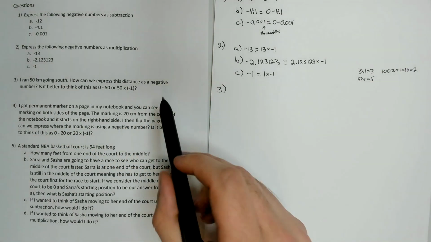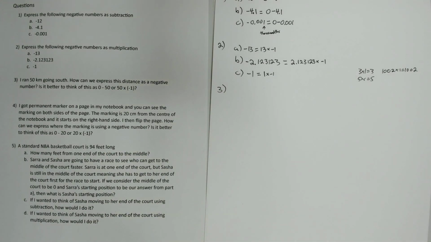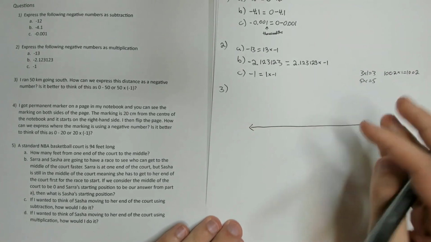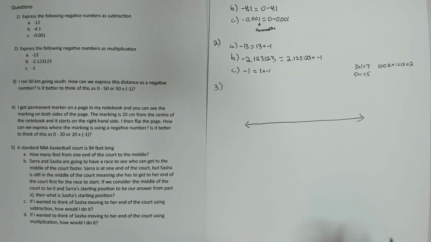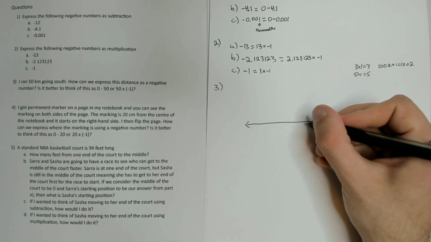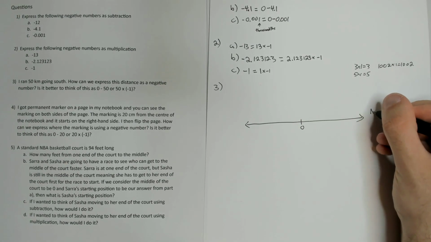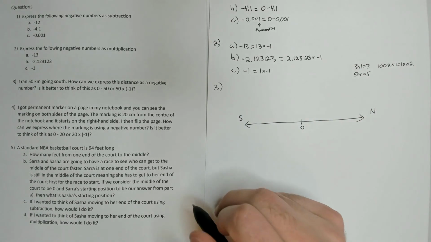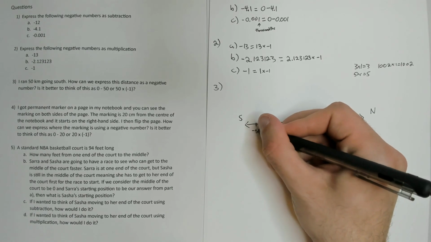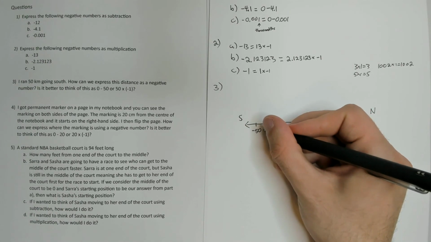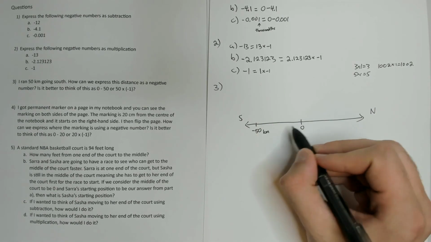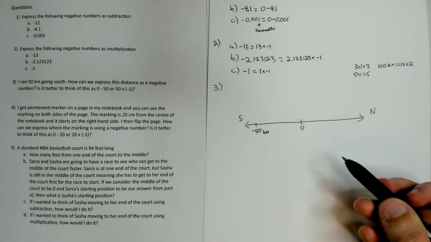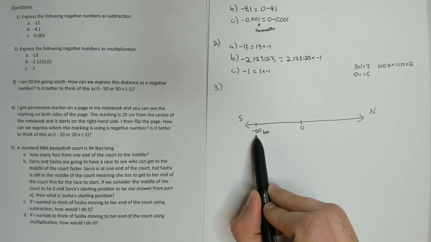Well, if we want to think of going south as negative, that means going north is positive, right? So if I draw a line here, and I know I'm committing a sin by not using a ruler, but that's all right. So we have 0 at the very middle, and this is the north direction, this is the south direction. And if we're considering north to be positive, that means south will be negative. And over here, we are considering negative 50 kilometers. Right? And we can have other numbers in between, but really we just want to see, okay, how do we think of this as a negative number? It's 50 kilometers, but it's south, so we're putting a negative on it.